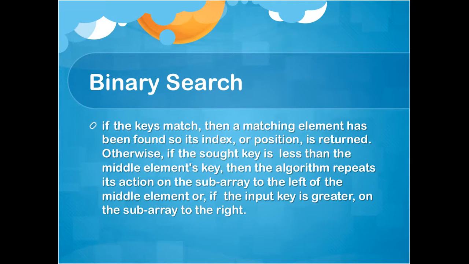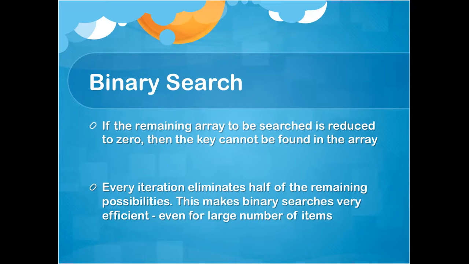So we take a sub array from the left of the middle element, and the algorithm repeats the action. If the input key is greater than the middle, then we take a sub array to the right. If the remaining array to be searched is reduced to 0, then the key cannot be found in the array. Every iteration eliminates half of the remaining possibilities, right? So this makes binary search very efficient even for a large number of items stored in an array or list.